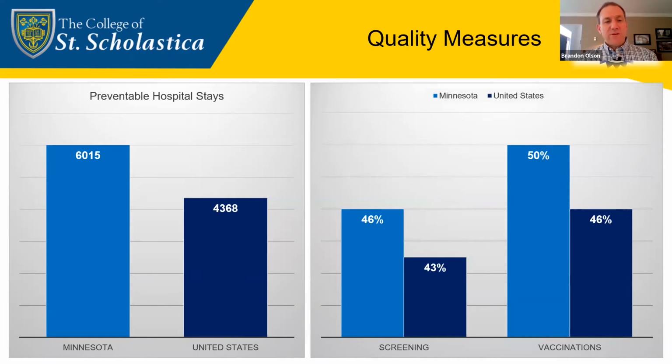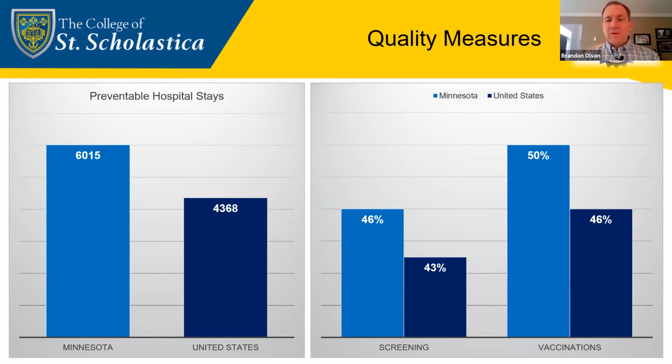And this is one scenario where Minnesota falls behind the United States. We're seeing Minnesota had 6,015 preventable hospital stays, whereas across the United States, we're at 4,368. So this is indicating hospital stays that could have been prevented with better routine care, and is also indicative of people who are not using primary care physicians, but are getting their care through urgent care or emergency room care.